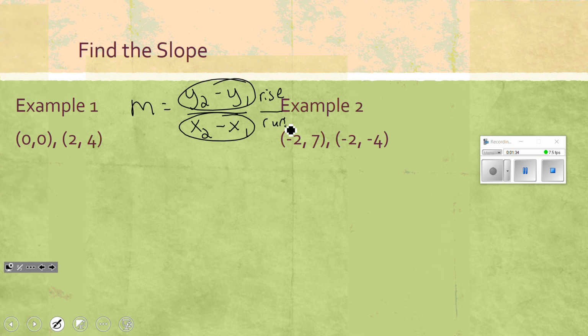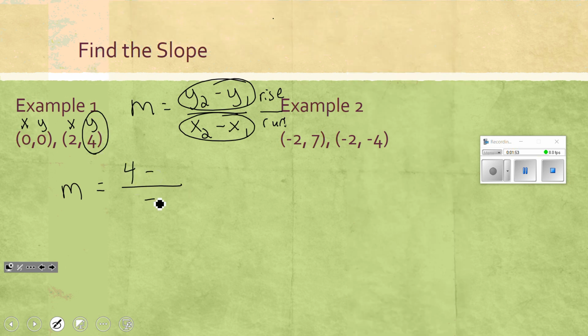So if we set up example 1, it doesn't matter which y you're going to pick. So you can pick, this is an x, and this is a y, and this is an x, and this is a y. It doesn't matter which one you start with, okay? I'm going to start with the 4, and I'm going to go ahead and throw in my subtractions so then I can just fill in my numbers. And so we're going to subtract 0.